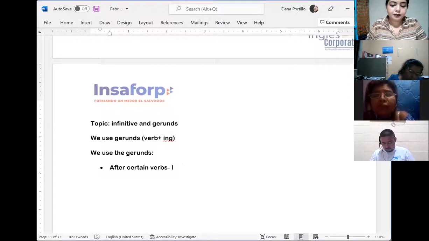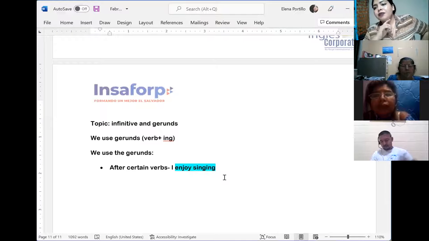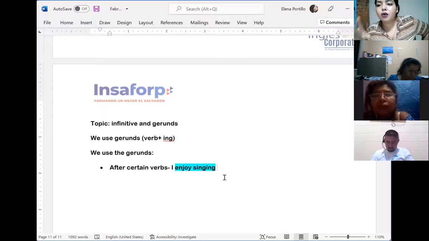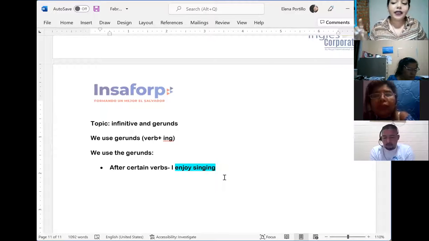I enjoy singing. And we have here the structure. We have the verb and we have the ing form. We have enjoy and we have singing. But in this case, it says after certain verbs. But what are those verbs? In this moment, we don't know what those verbs are, but we are going to write some examples to know what those verbs are.